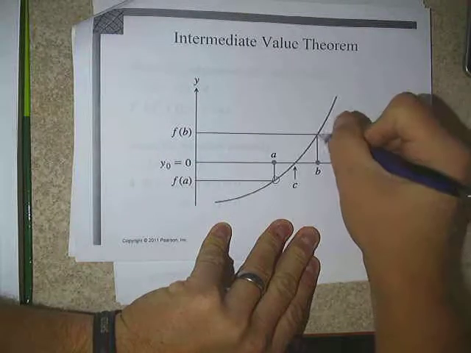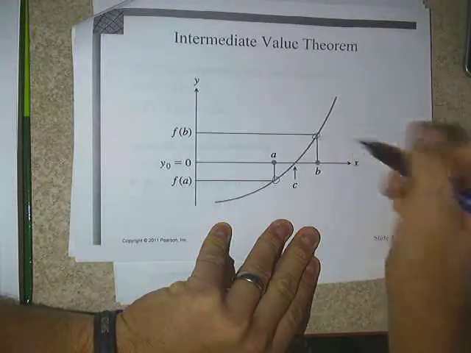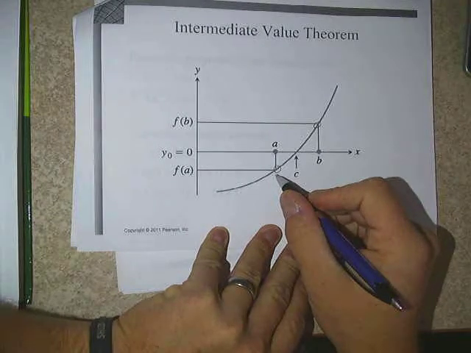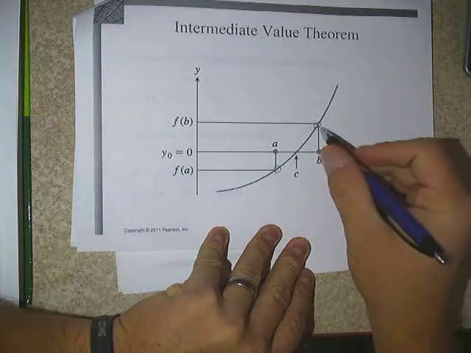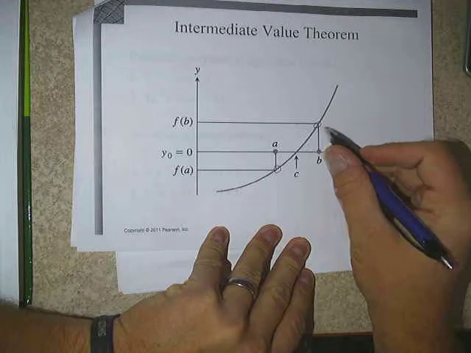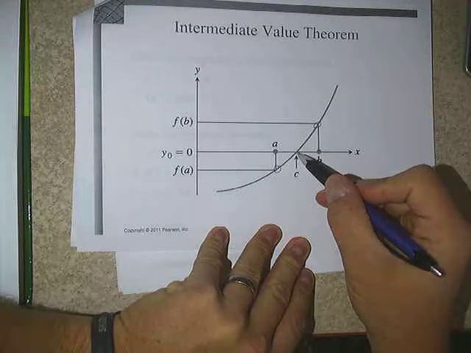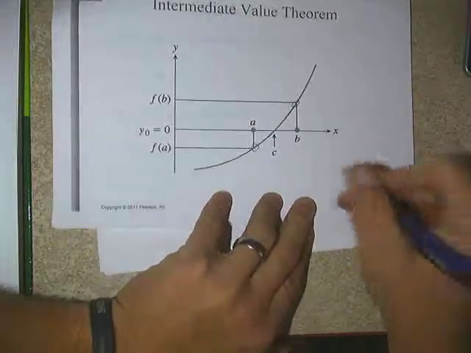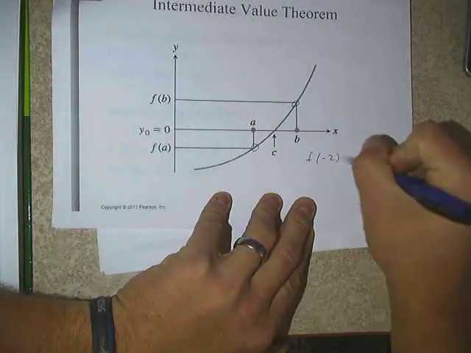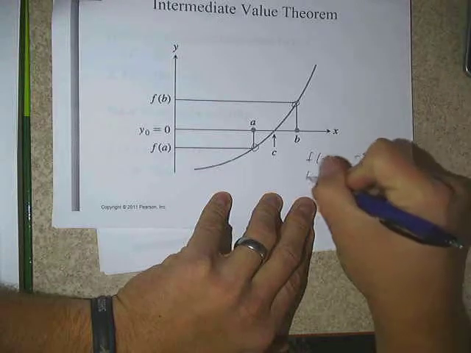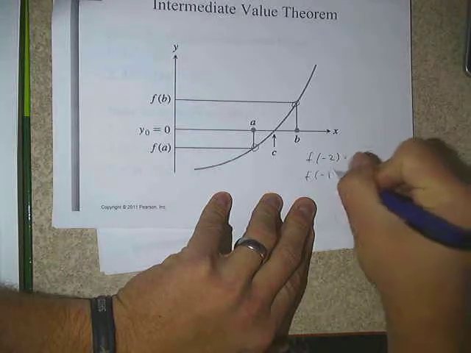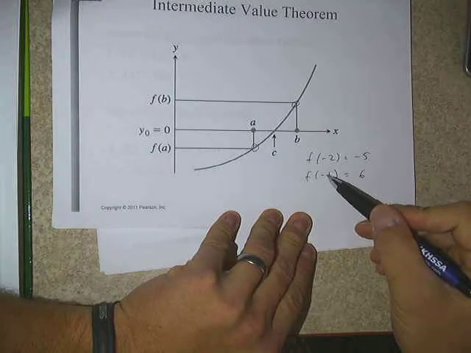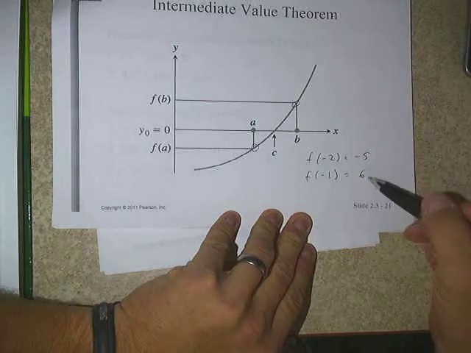And I'm going to go right straight to the picture here. What the intermediate value theorem guarantees us is that if we are at the point A, f of A, and we go to B, f of B over here, and the y-coordinate at A is negative and the y-coordinate at B is positive, then at some point between A and B, we had to have crossed the x-axis. So think about how that might look.